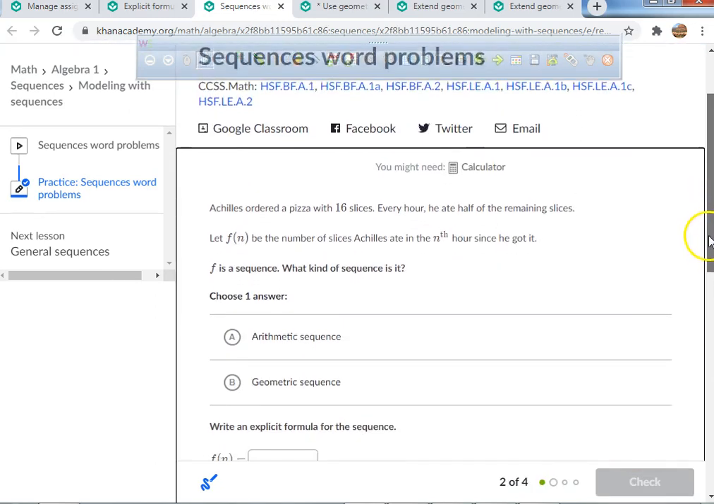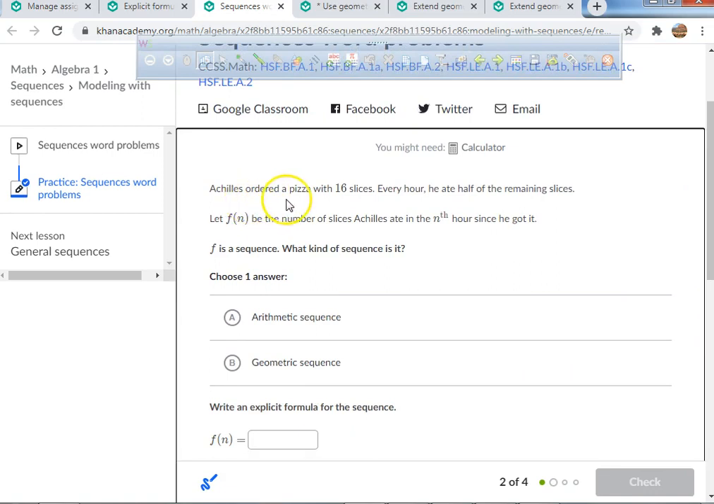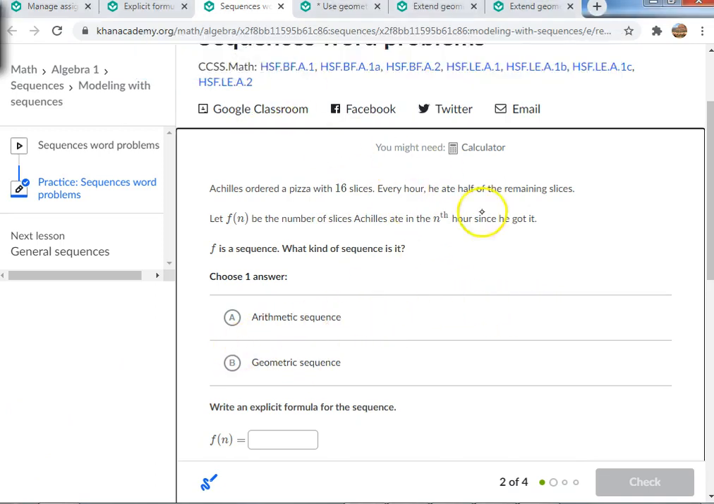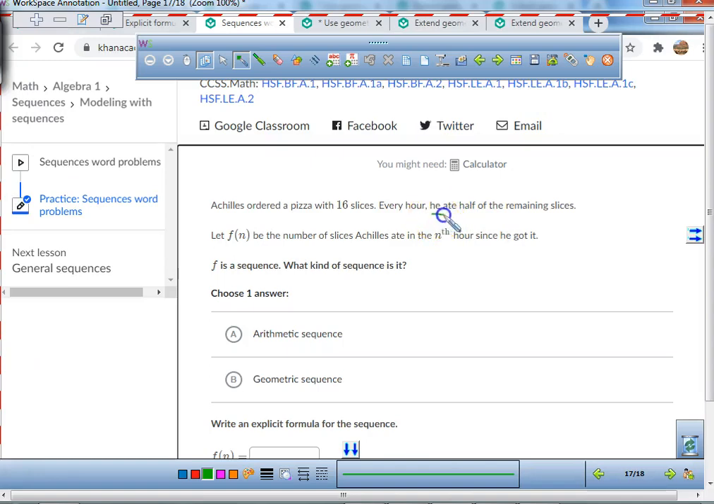Okay, I'll go to the next question. This one says, Achilles ordered a pizza with 16 slices. Every hour he ate half of the remaining slices. Let f of n be the number of slices Achilles ate and n the hour since he got it. So this is not arithmetic because he's not eating 8. Yes, he would eat 8, but he's eating half of the remaining slices. So first of all, this is geometric because we are not subtracting. He's eating half, so our r value is 1/2.